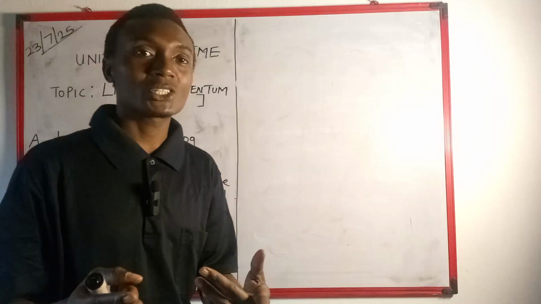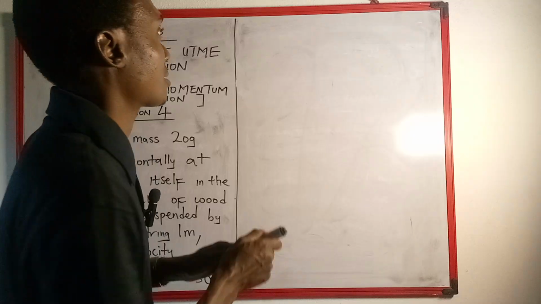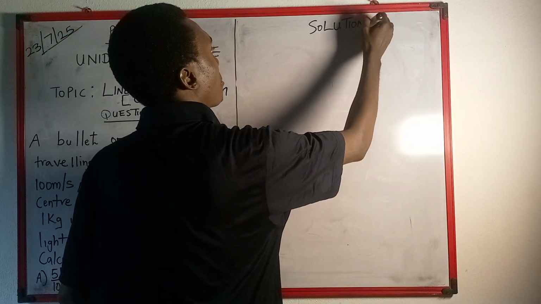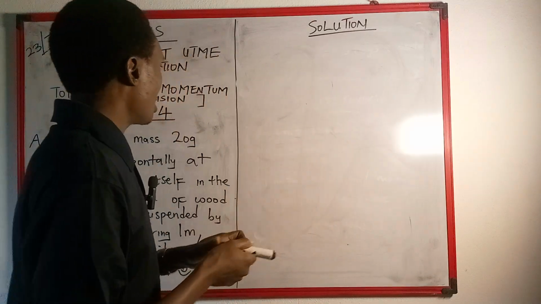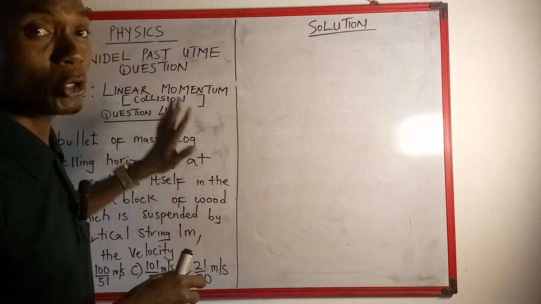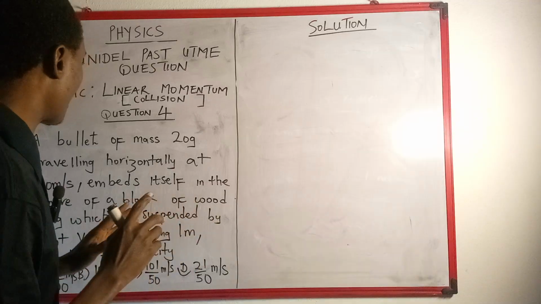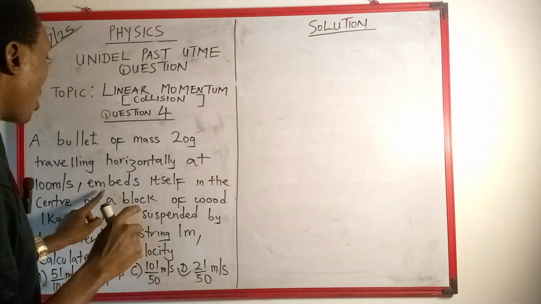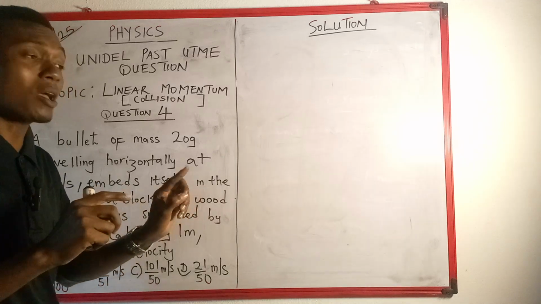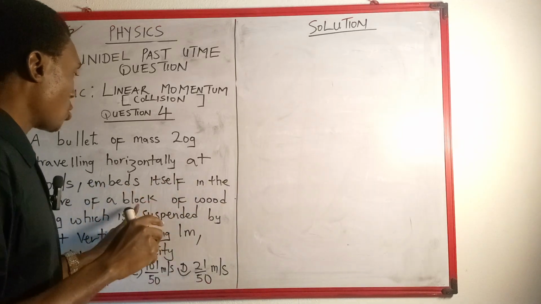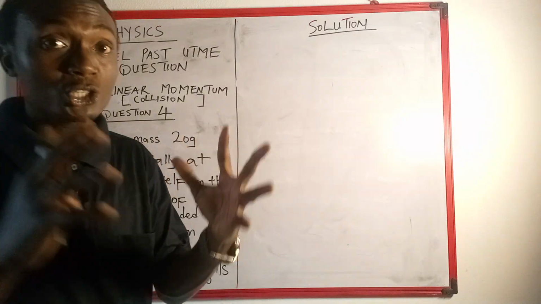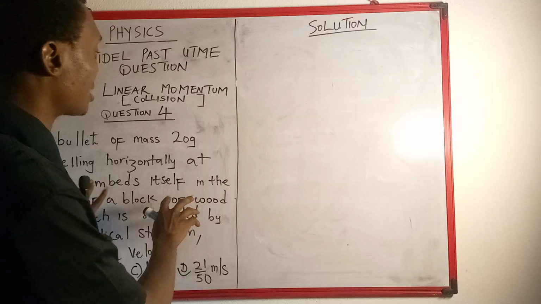So let's solve. Sit down and relax. Solution. If you look at this question, it's basically a collision question because it says a bullet traveling horizontally at 100 meters per second embeds. For it to embed into that block of wood, it means there has to be a collision.